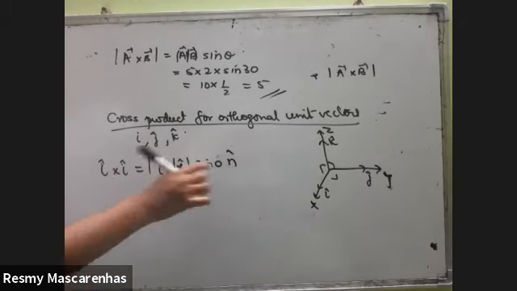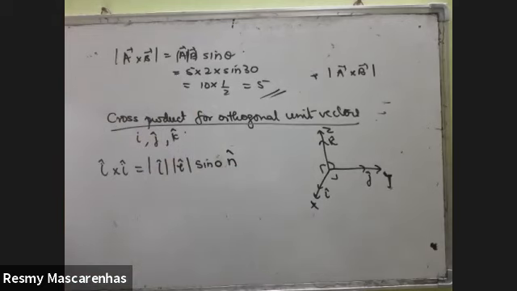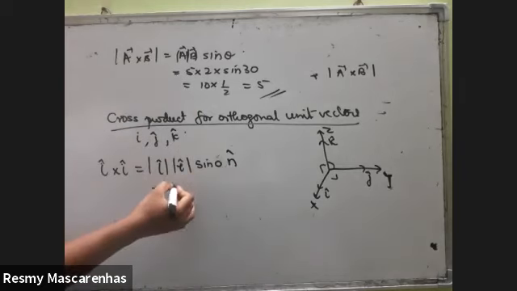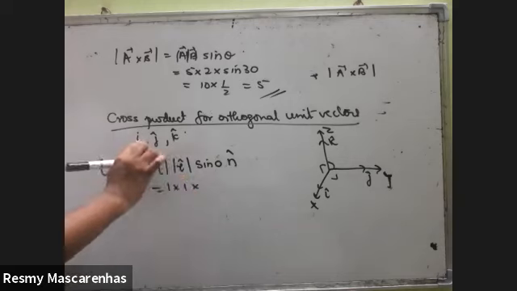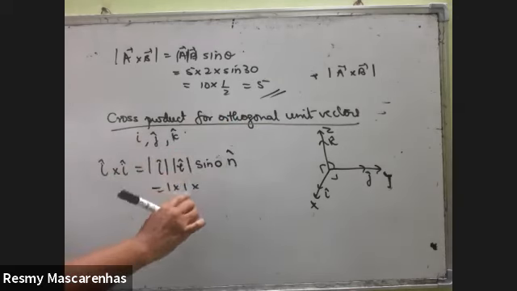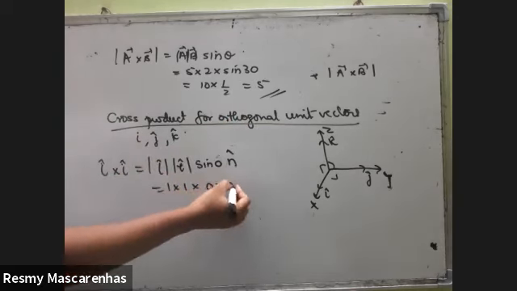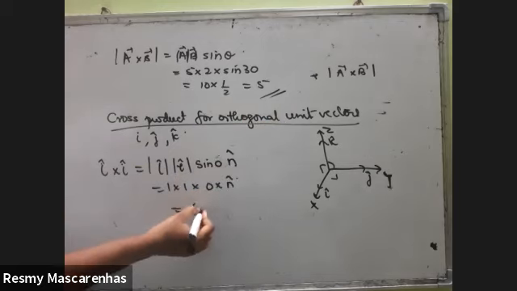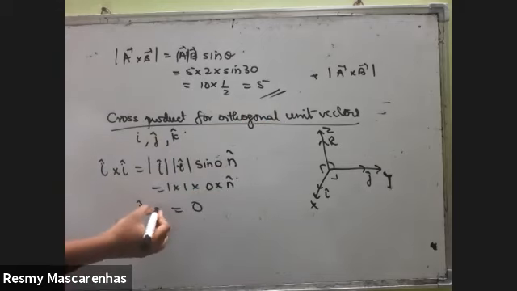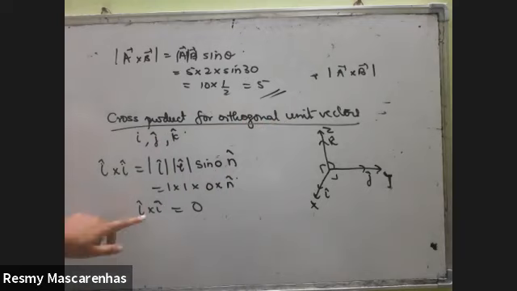This is n cap. This is the formula. Sine 0 is always 0. Magnitude of I unit vectors now will always be 1. Sine 0 is 0. Overall answer will be 0. So it is ulta of dot product. Dot with itself is to give you 1. But now cross product with the same letter will give you 0.